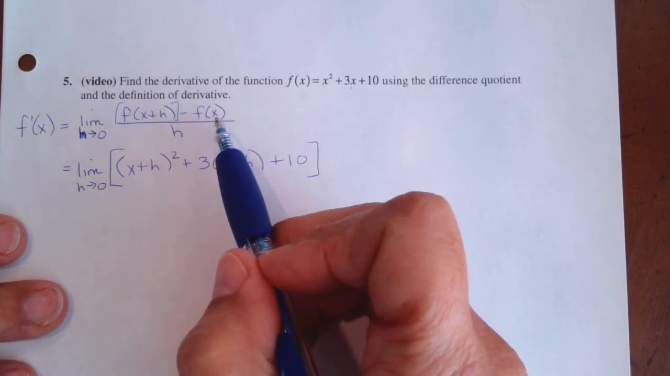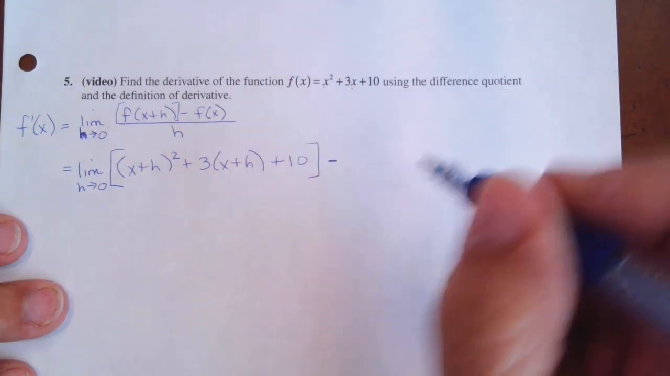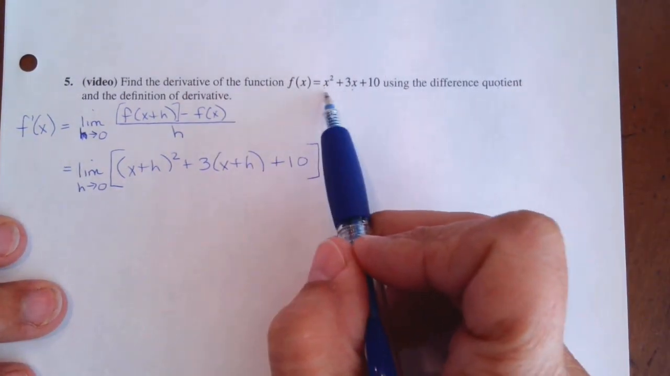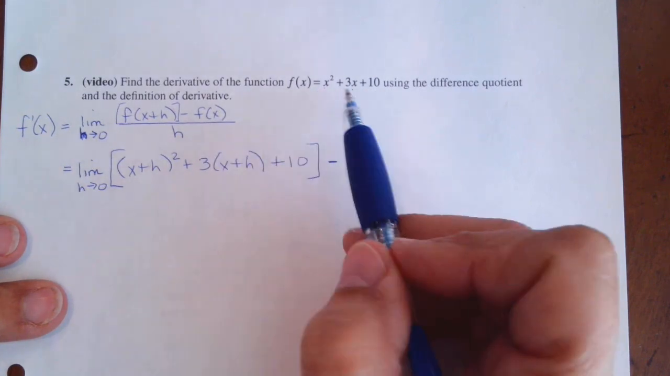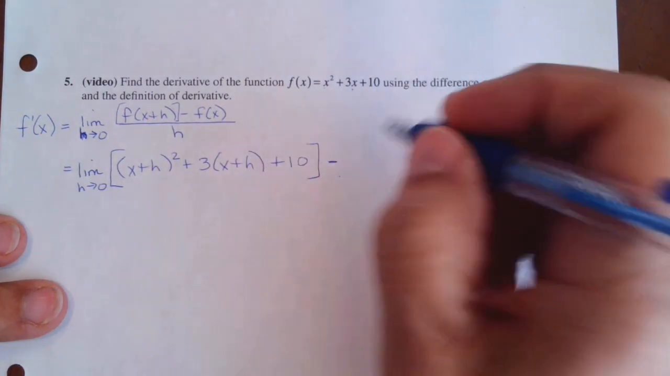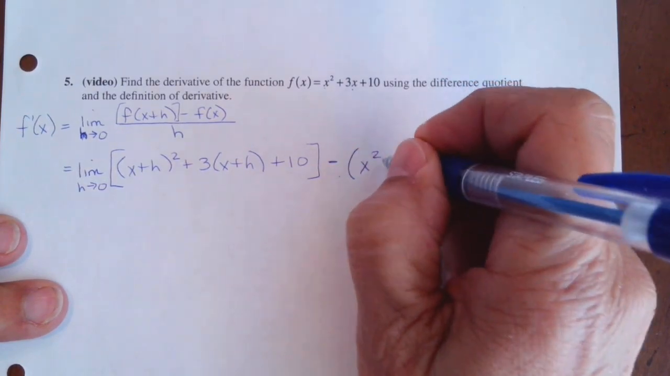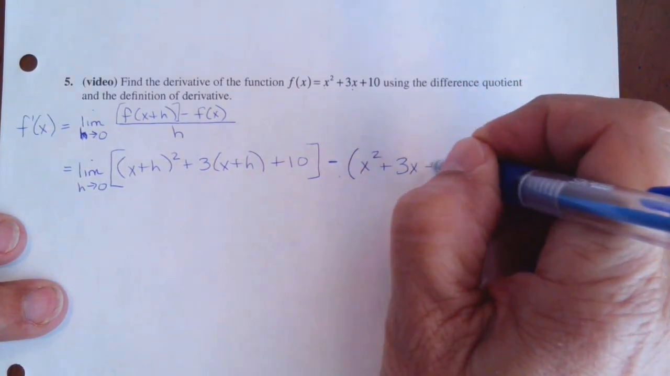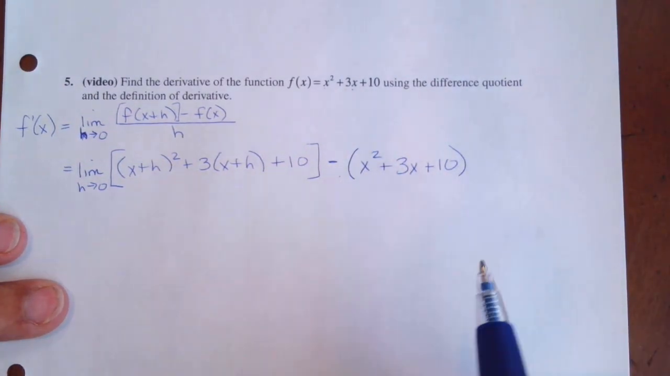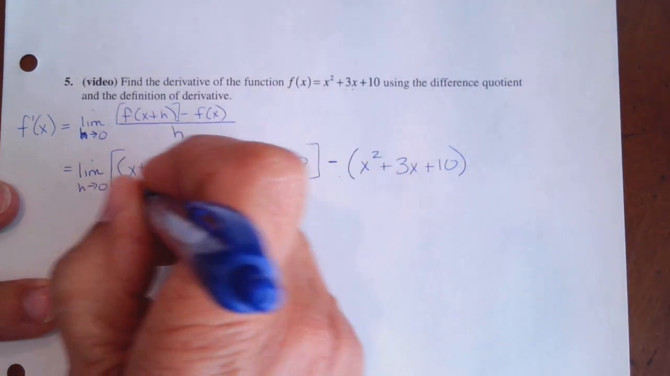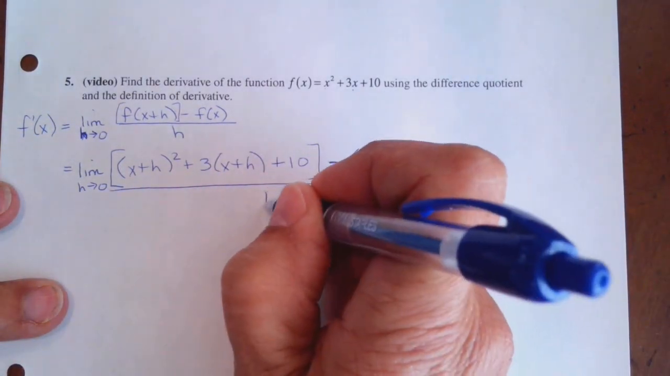Then it says minus f of x. Well, what is f of x? F of x is the function you started with. Right? There is f of x. So you're going to minus this function, but be very careful. When you subtract the function, you need to put it in parentheses because you've got to change those signs, right? You're subtracting every term, so that means all of those signs are going to change. And then this whole thing is over h.